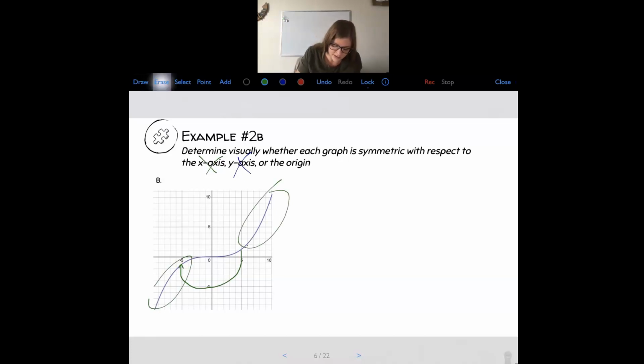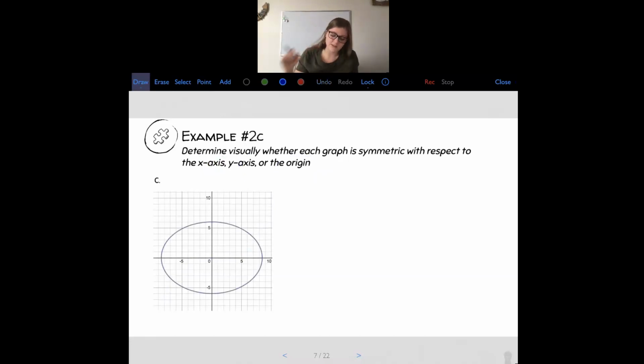Okay, and again, what we can do is we can pick a point. Let's use the one we've been using. Okay, so there should be a point with the negative x, negative y value, and there is right here. So this is symmetric with respect to the origin.